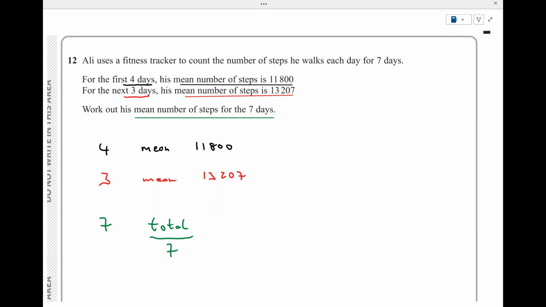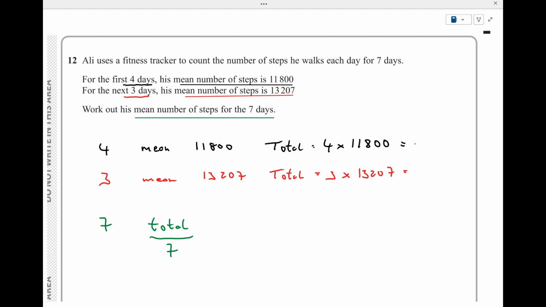Now, these first 4 days, they have a mean of 11,800. So we know the total number of steps for the first 4 days is the number of days, 4, multiplied by the mean. That's the secret of this question. And for these next 3 days, we know the total is 3, the number of days, multiplied by the mean.